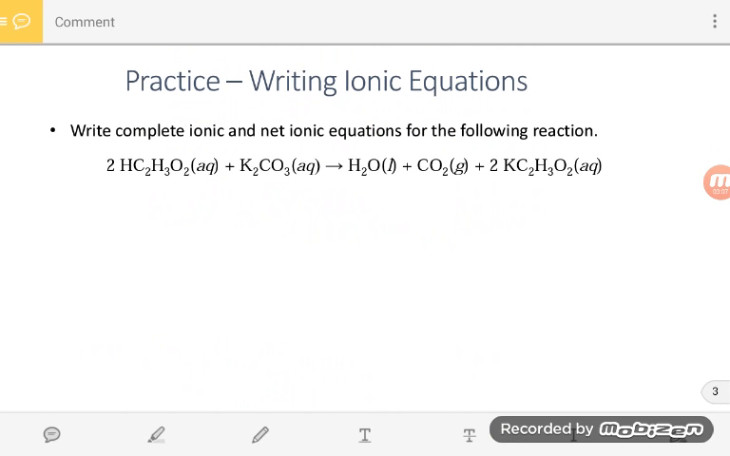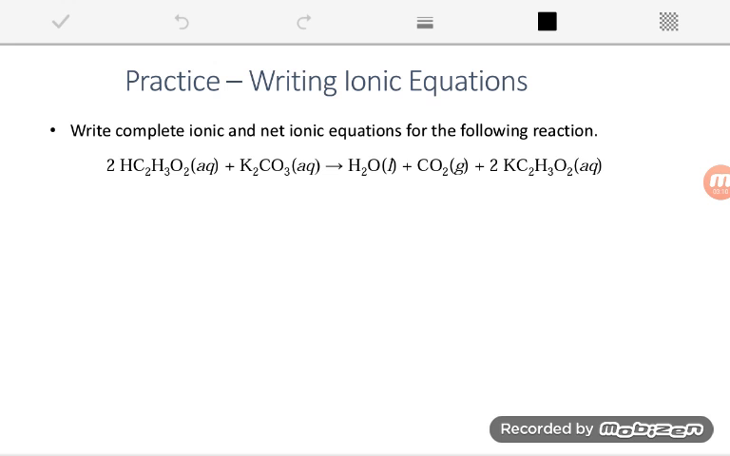So now we should be able to write these for ourselves. Let's practice. Write complete ionic and net ionic equations for the following reaction. So we always start with complete ionic. This is where we break all of the aqueous pieces apart. And they're only ever going to break apart into 2 pieces. So if you see a longer molecule like this, it doesn't mean you're going to have 4 different ions. It should always break apart into 2. So the molecule I have here starts with an H, so this must be an acid. One of the pieces is going to be H+, and the other piece is going to be my acetate ion, C2H3O2-. Now there is a 2 in front, which means we get a 2 here and a 2 here.